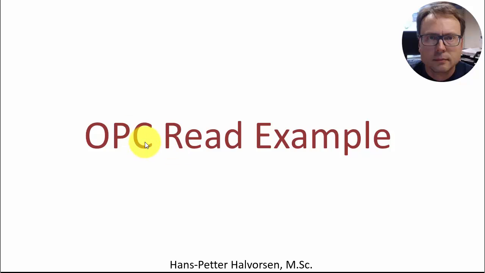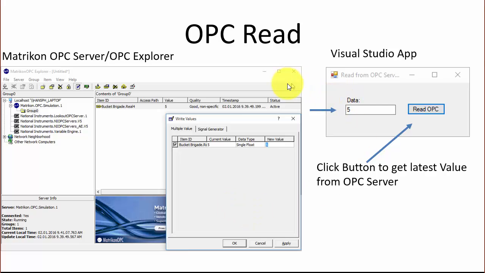So let's start with a simple OPC read example. In this example, we will read values from the OPC server, and in this case the OPC server is the Matrikon OPC simulation server. So the example works like this. Here we see our graphical user interface that we create in Visual Studio. So we just need a text box, a label and a button. And in this case, when we click the button, the value from the OPC server for the specific tag we use should appear in the text box like this.